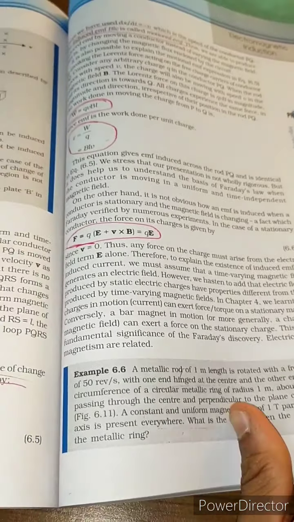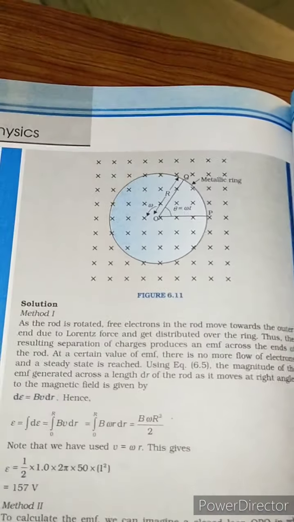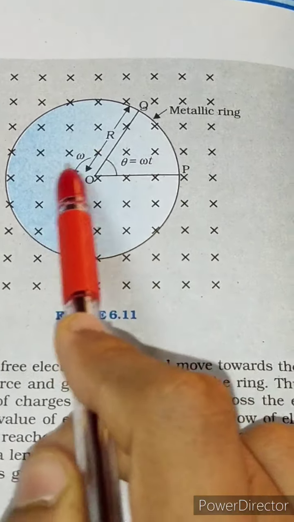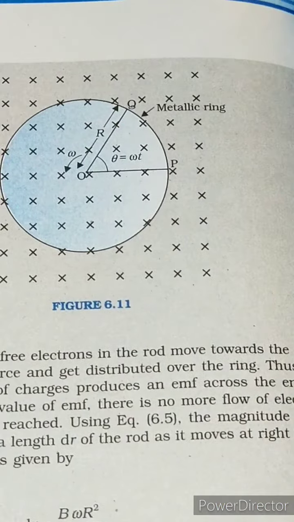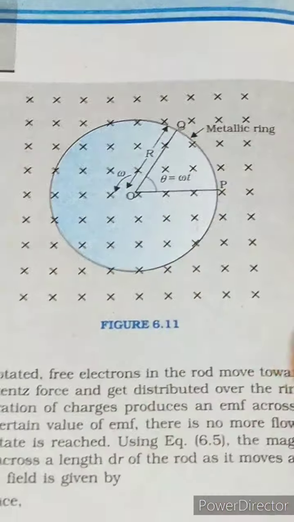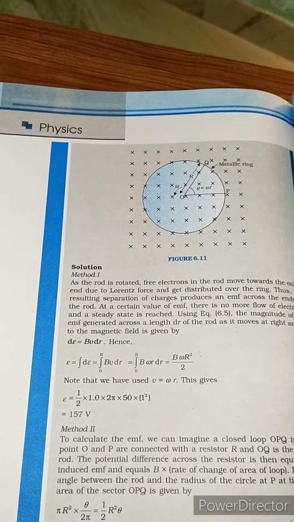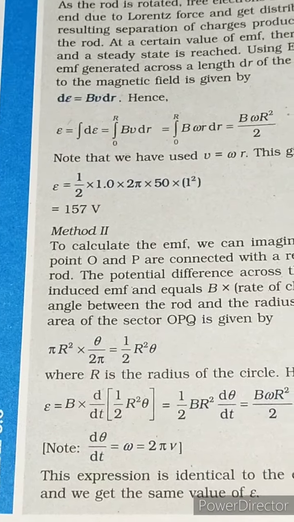Let us turn and see what it is. As you can see, it's a huge figure over here. Let us zoom and see. And this is the figure, this is the metallic ring, and it possesses an angle omega, and theta equal to omega t, and this is the radius r, Q and O are the points. The solution: there are two methods. One is method 1 and another one over here is method 2.